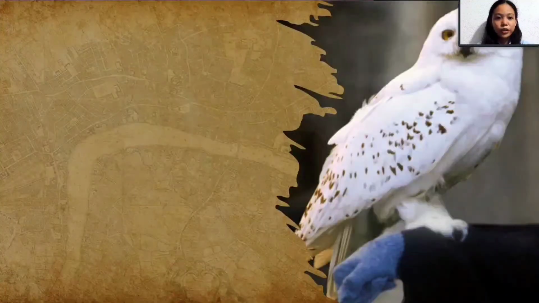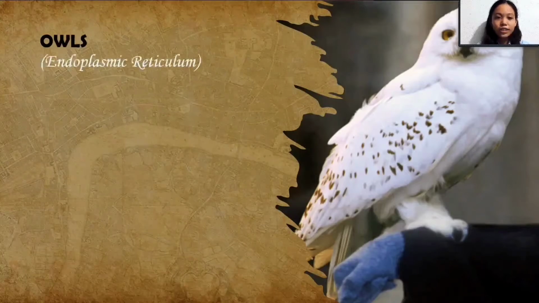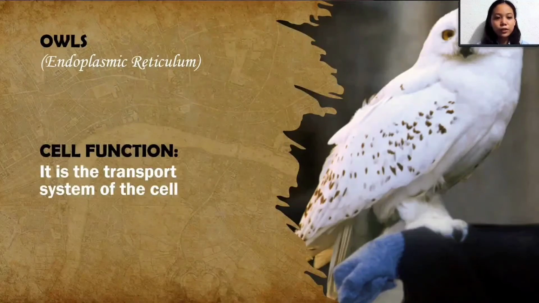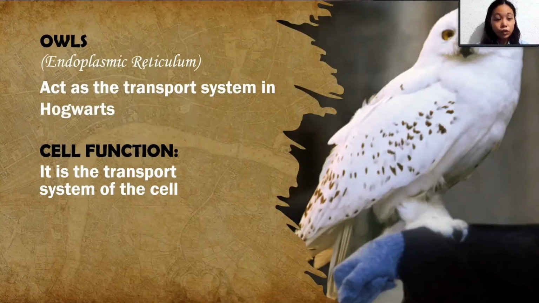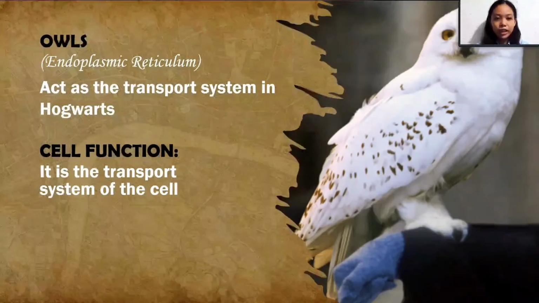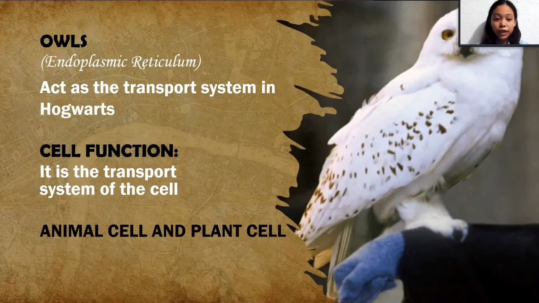The next one will be the owls, which I represent as endoplasmic reticulum. The function of endoplasmic reticulum is it is the transport system of the cell. In the same way, owls act as the transport system in Hogwarts. It can be found in animal cell and plant cell.